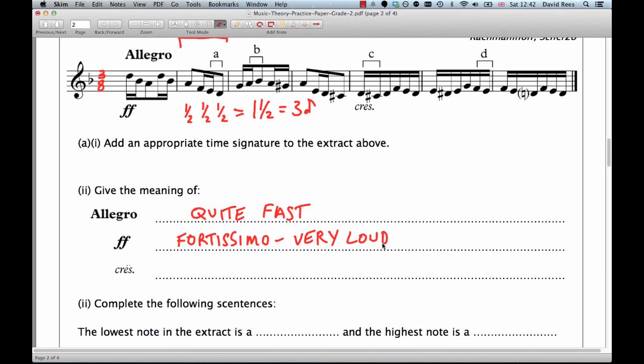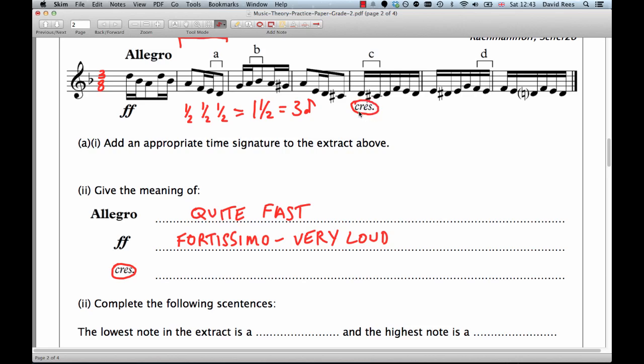Because sometimes composers use 3 or 4 Fs, and when you get to 3 or 4 Fs, that really is like the loudest. Even if the sound becomes quite horrible because you're playing so loud, that's okay in that sort of music. But here, which is interesting, because the next question says, what does this mean? Cres. And that is short for crescendo, which means get louder.